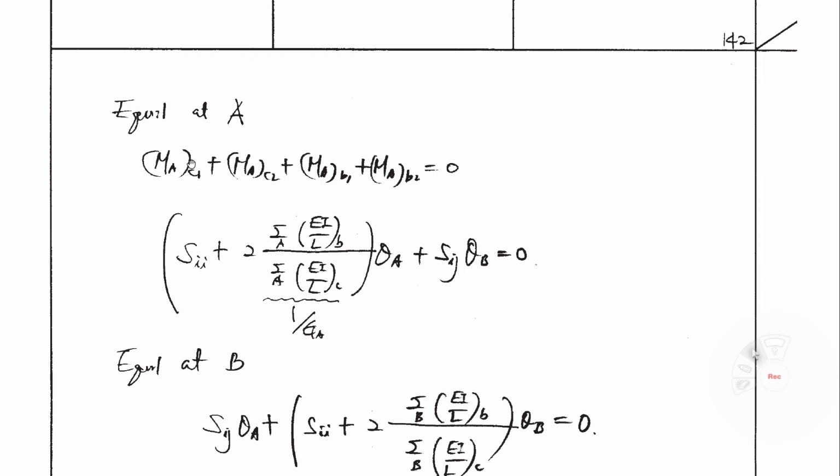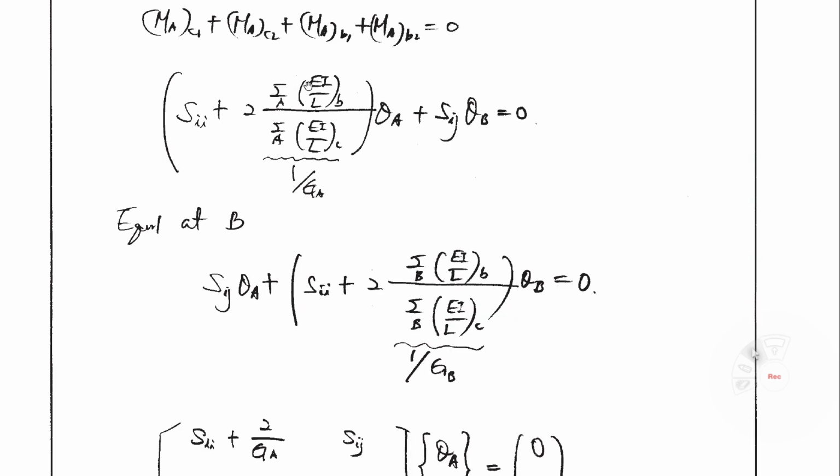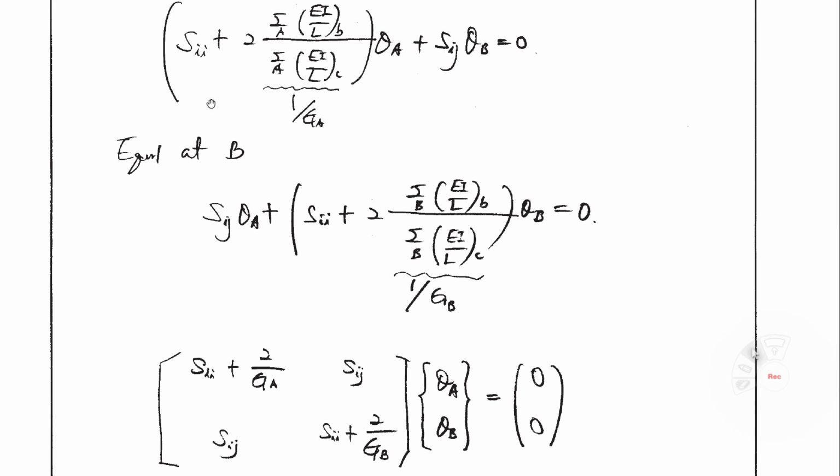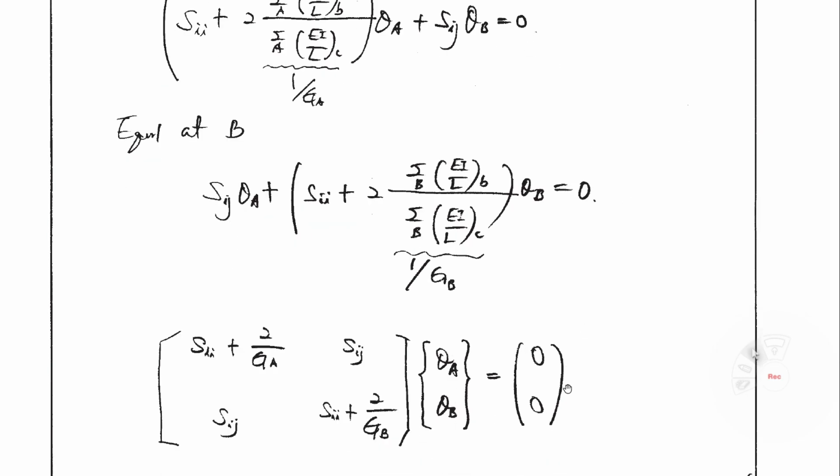If you input the previous equations MAC1 and so on, and then rearrange, you can get this equation ultimately. Equilibrium at joint B, you can also get this equation. Sigma EI over LB, sigma EI over LC, this 1 over GA. GA is a stiffness ratio. So if you rewrite SII, 2 over GA, Sij, this one SII plus 2 over GB. You can rewrite in matrix form using these two equations, right? Then theta A, theta B, right-hand side 0, 0.